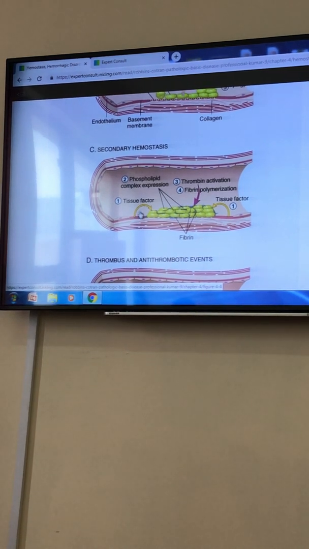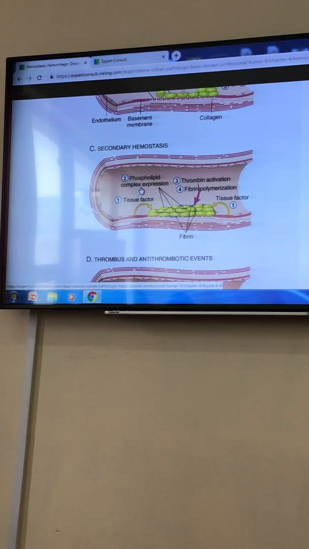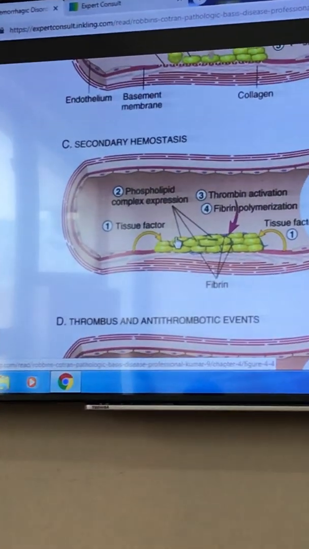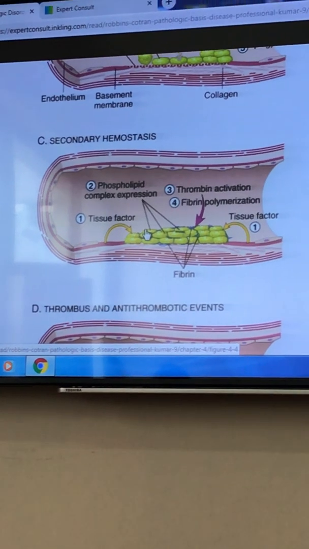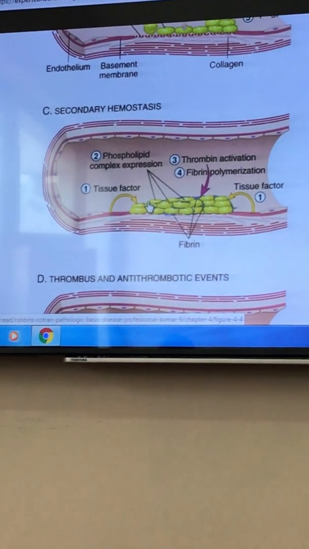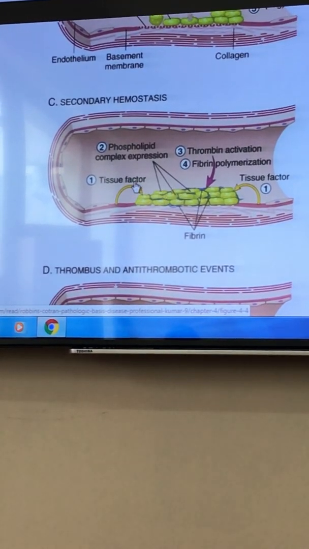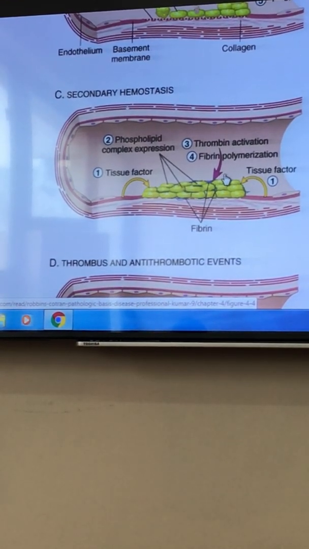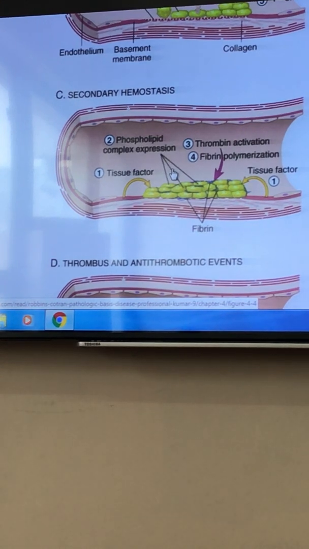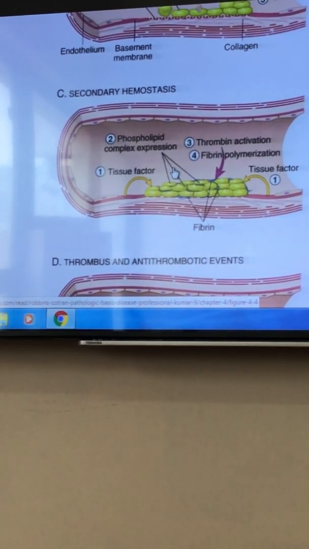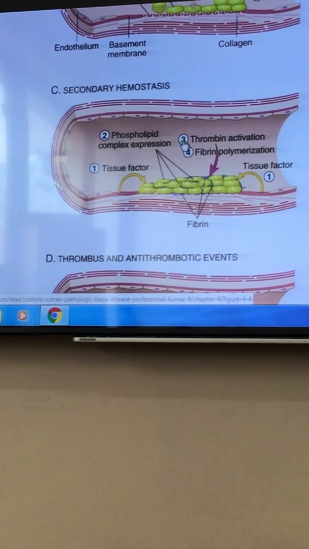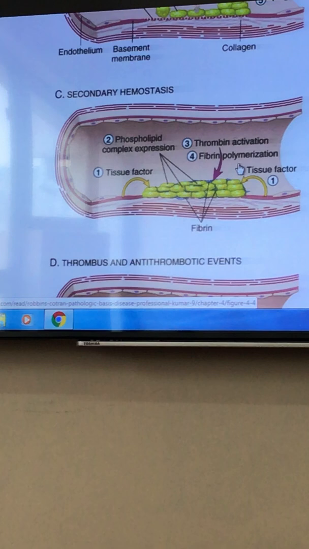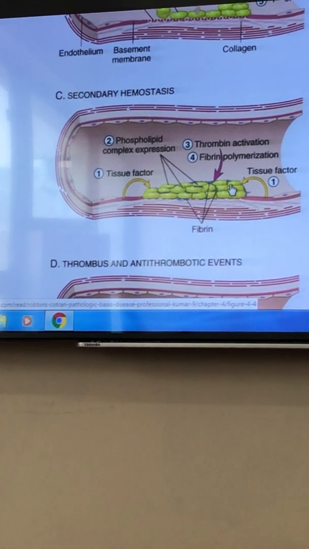So here, tissue factor is produced, and there is phospholipid complex expression, which is the flipping of phosphatidylserine to the surface of platelets, making a negative charge on the surface of platelets. Then the coagulation cascade continues with activation of some factors ending in activation of thrombin. Then activation of fibrin and its polymerization.